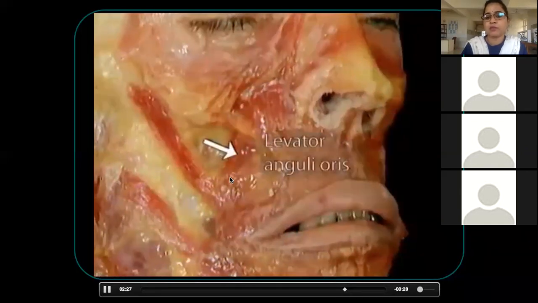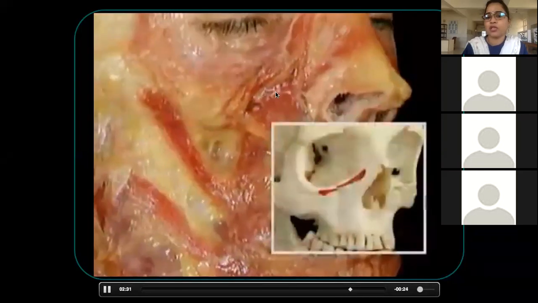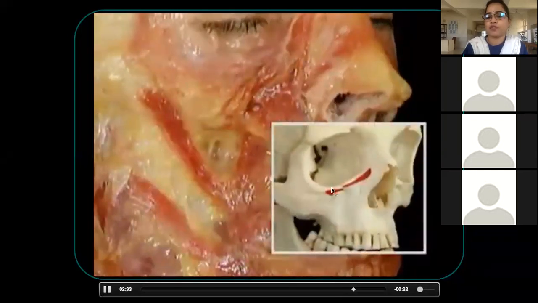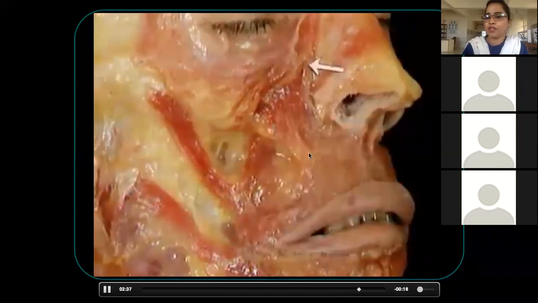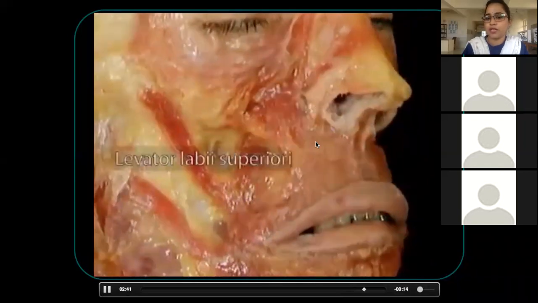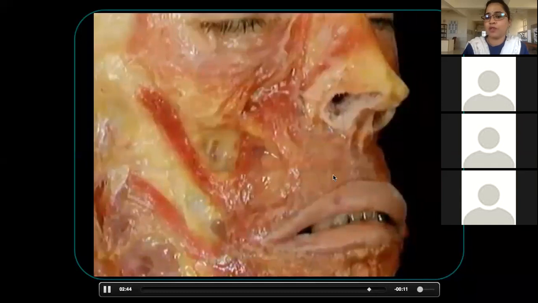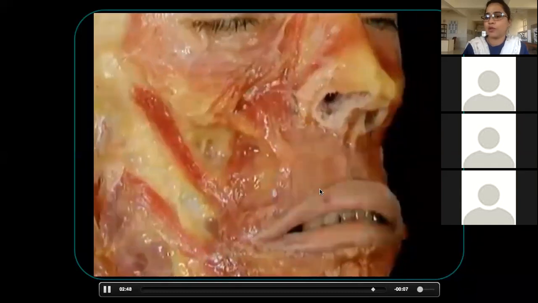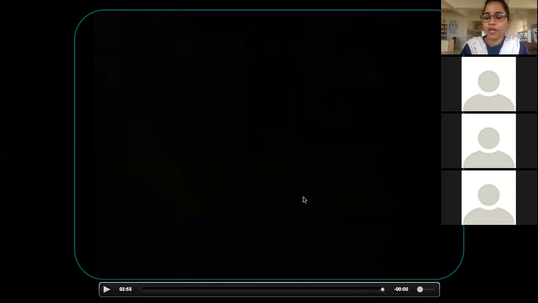Here zygomaticus minor, levator anguli oris, levator labii superioris are taking origin from below the orbit. This is the action of levator anguli oris and levator labii superioris. See, levator labii superioris, nasolabial fold. This is the nasolabial fold, present along here. You can see the nasolabial fold. I hope it is clear, everyone.